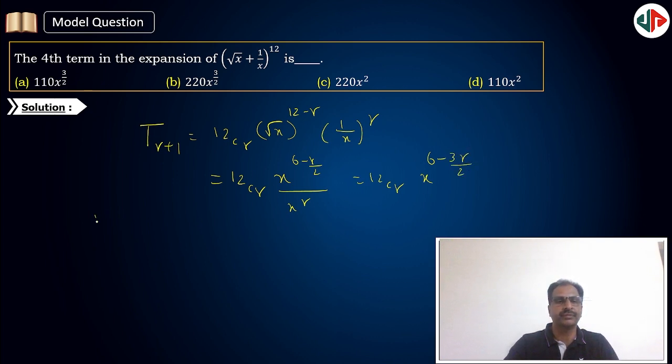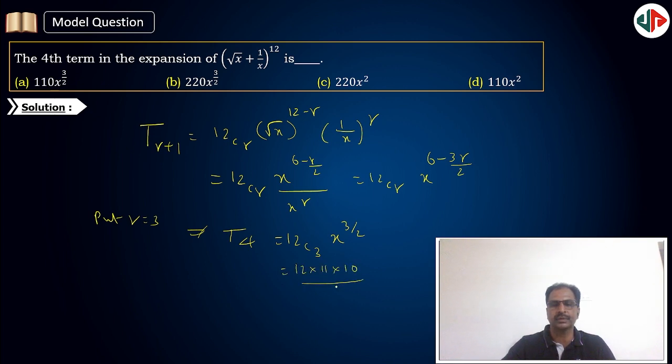Now the question is finding the fourth term. Put r = 3, which implies T4 is equal to 12C3 x^((6-9)/2), that is, x^(-3/2). So 12C3 is 12 × 11 × 10 by 3 factorial, 6, into x^(-3/2), which is 220 x^(-3/2). Option B.